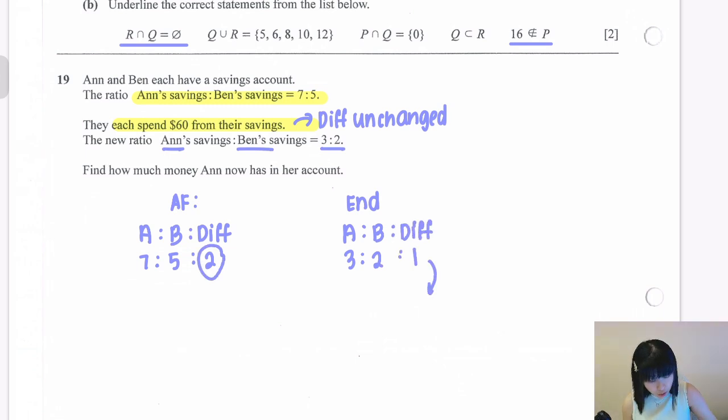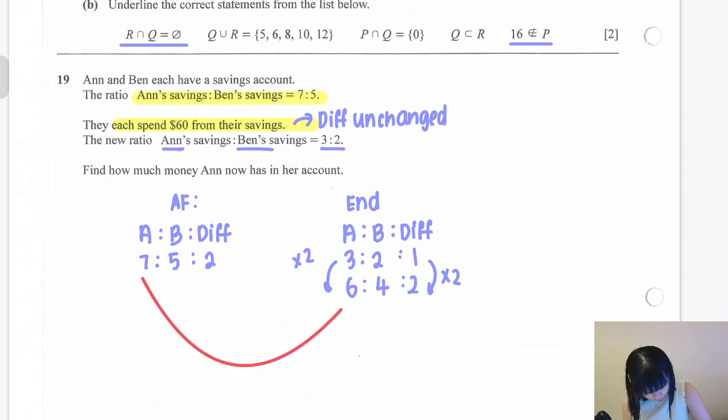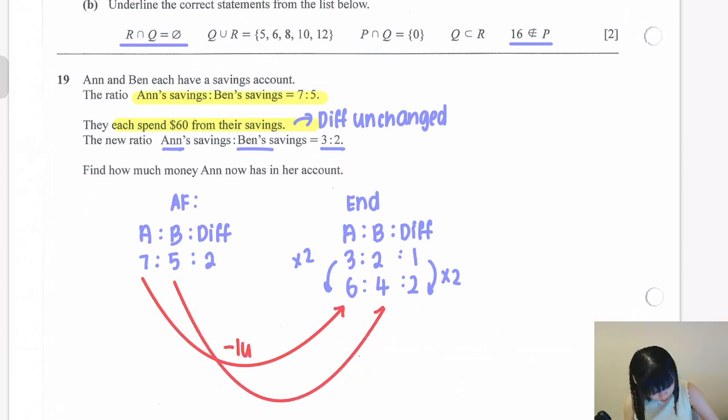So, since here it is 2 and here it is 1, to make it the same, I will multiply by 2 throughout here. I will get 6:4:2. Okay, then from here I can solve. I just look at how it changed. From 7 units to 6 units means minus 1 unit. From 5 units to 4 units for Ben is also minus 1 unit.